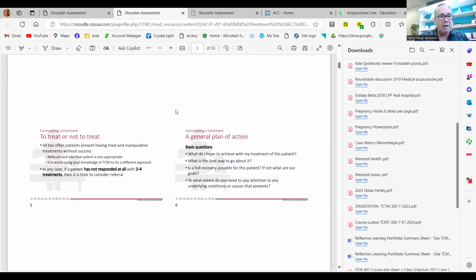In most cases, if a patient has not responded at all within 3 to 4 treatments, then it's time to consider referral. That is also incorrect. We're allowed 12 treatments. 10 treatments is, I feel, enough to be able to treat a disorder. If you have a problem, then refer.